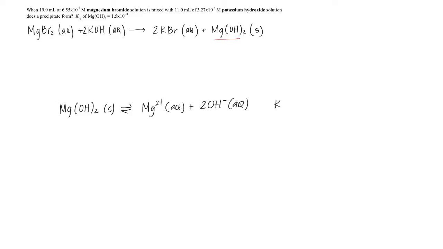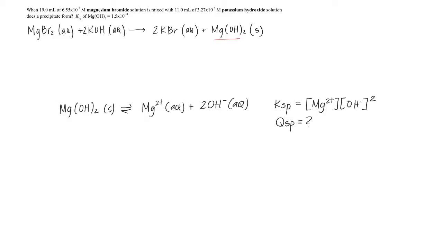And the KSP for this equilibrium is equal to the concentration of magnesium ions times the concentration of hydroxide ions squared. To determine if precipitation occurs, we need to calculate the reaction quotient, Q, and compare to the value of K.